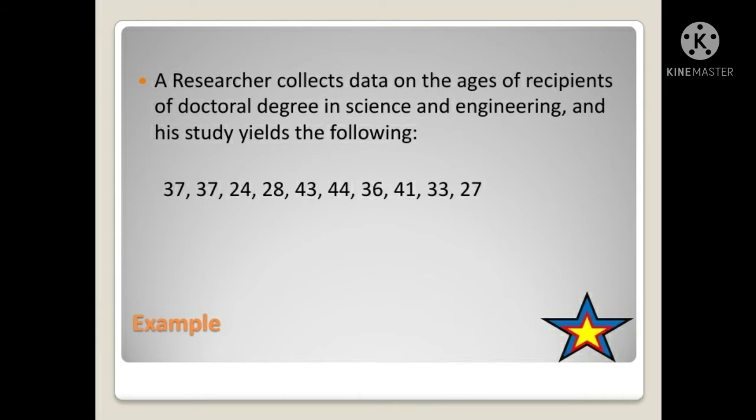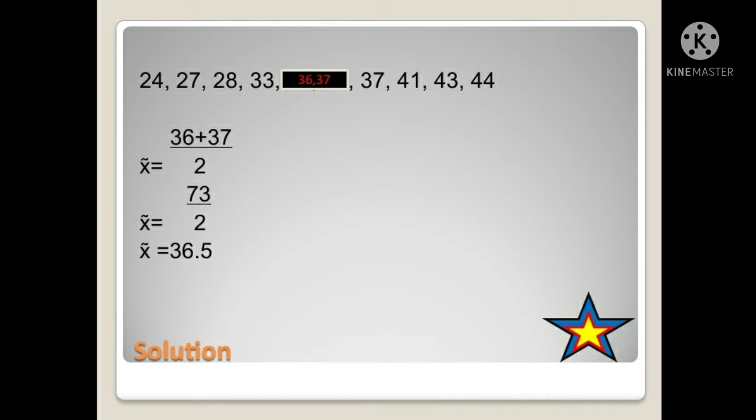Same example. To determine the median, we must arrange the ages in order, counting up or down. In our example, n is even, so we must add the two scores in the middle and divide by 2, which is 36 plus 37 is equal to 73, and then divided by 2 is equal to 36.5.